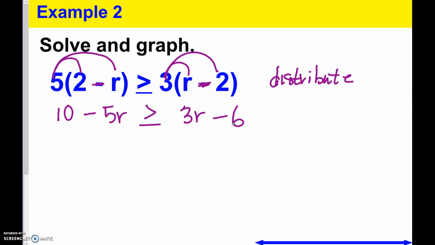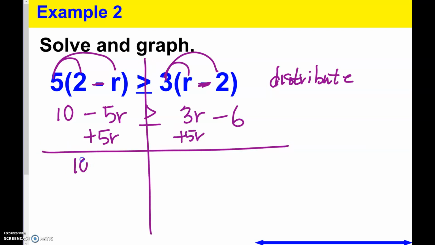Okay, from here, you guys can do 2 different ways. It doesn't matter which way you do this. Some of you are going to look at that and say negative 5 is smaller than 3. So you're going to add 5r to the other side. Okay, so when we add this, we've got 10, and a negative 5 plus 5 cancels out. I just added or subtracted, so keep that symbol the same. 3 plus 5 is 8r, and we still have our negative 6. So now how do we move that 6 to the other side? We're going to add 6.